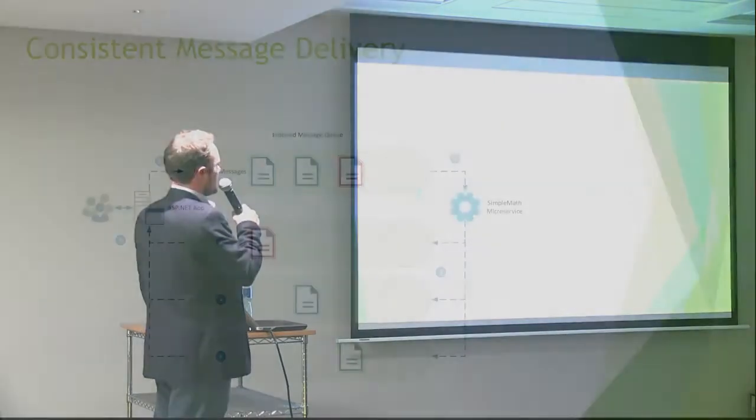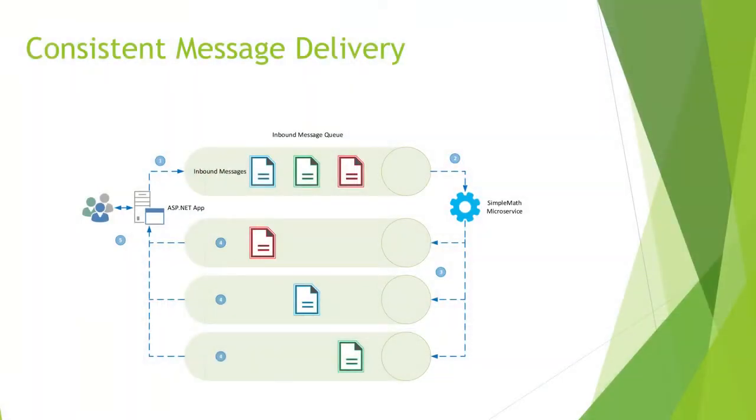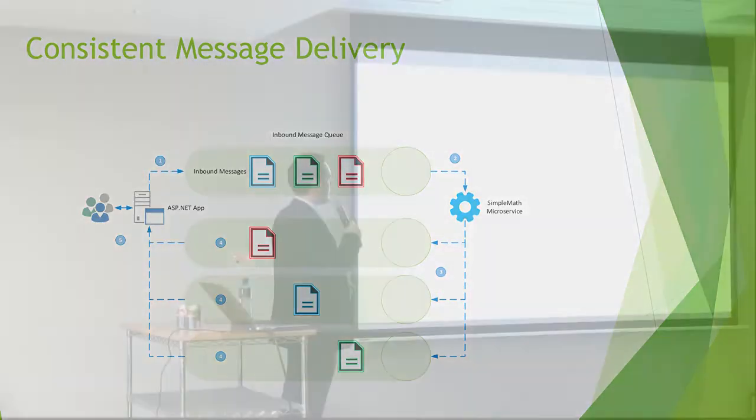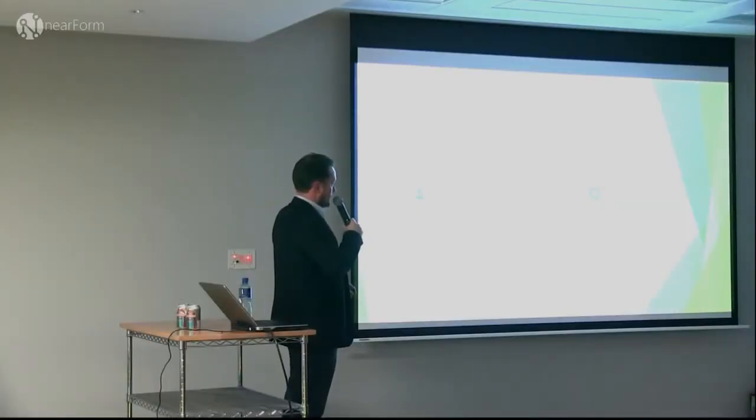So what we could do is have each process assigned to a specific queue, because that sounds like a great idea. I mean, we've got three messages coming in here. Again, users, ASP.NET app, messages coming in, 1, 2, 3. They're processed by the simple math service in an arbitrary order based on how they're delivered.